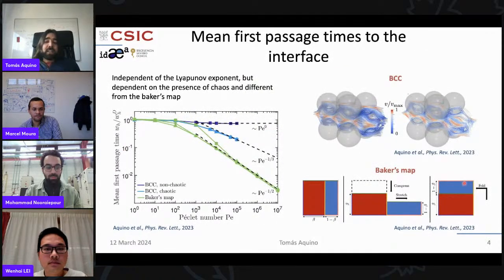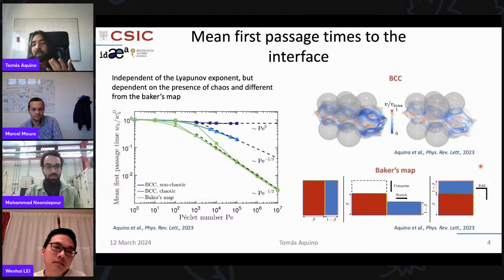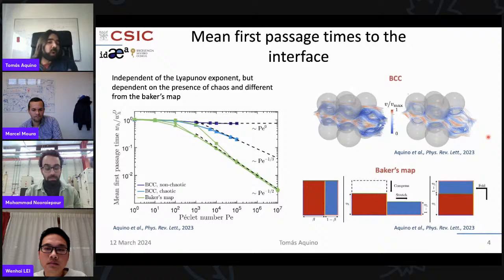So again, our original idea here was that since the mixing dynamics in the BCC, as I mentioned before, are analogous to what happens in the simple Baker's map, remember the stretching and folding map, we thought that first passage times to the walls in this map and in the BCC would behave at least qualitatively similarly. But it turns out we were wrong. So it was for us quite a surprise to find that the dynamics are very different between the two.